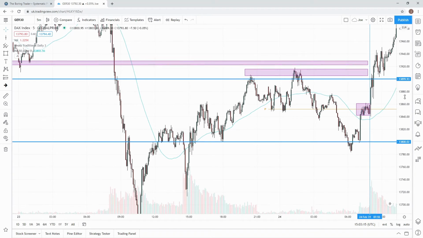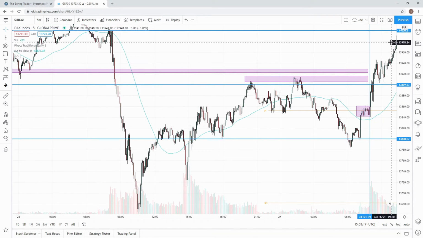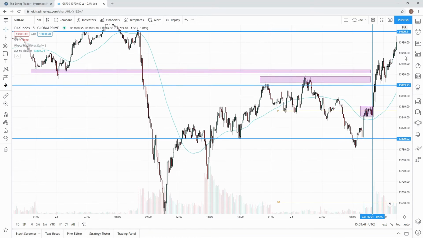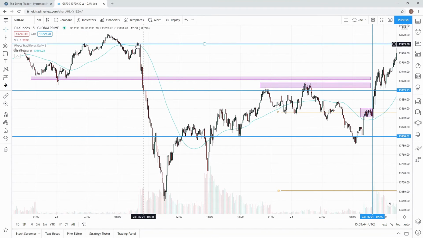Let's see what they're doing here. Now you have another even more important psychological level, which is the 14,000. And so you can see now that the bulls have retraced the whole movement of yesterday. And as this is a pretty important point, I'm expecting that they're going to test it again.